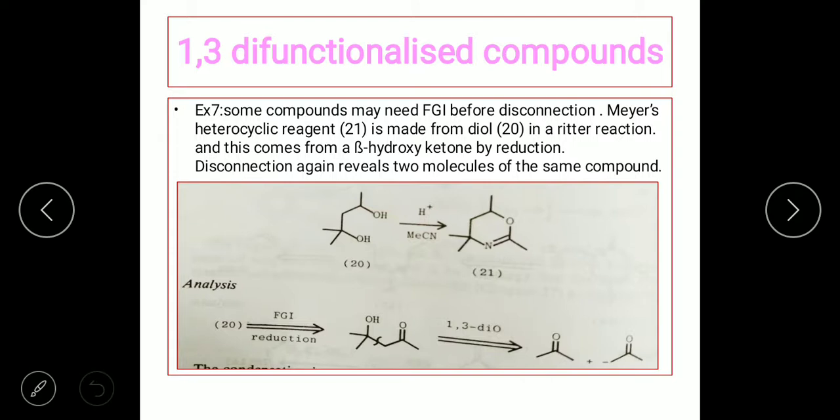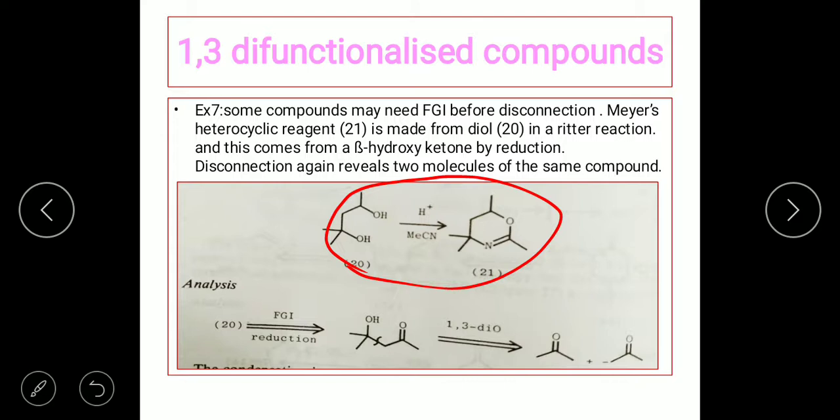Some compounds may need FGI before disconnection. Mayer's heterocyclic reagent 21 is made from diol 20 in a Ritter reaction, and it comes from a beta hydroxyketone by reduction. So this is nothing but a Ritter reaction. Okay, so this is just to show you how the Ritter reaction is.